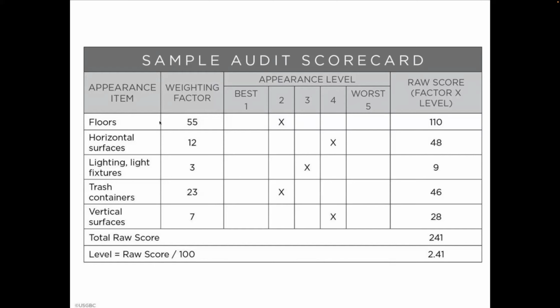Here, the floors were pretty darn clean, so they got a good score for that. The things that weren't that good were horizontal surfaces. But ultimately their score was 2.4. The raw score was 240, divided by 100, your score is 2.4, and that would have passed. So that's kind of good.